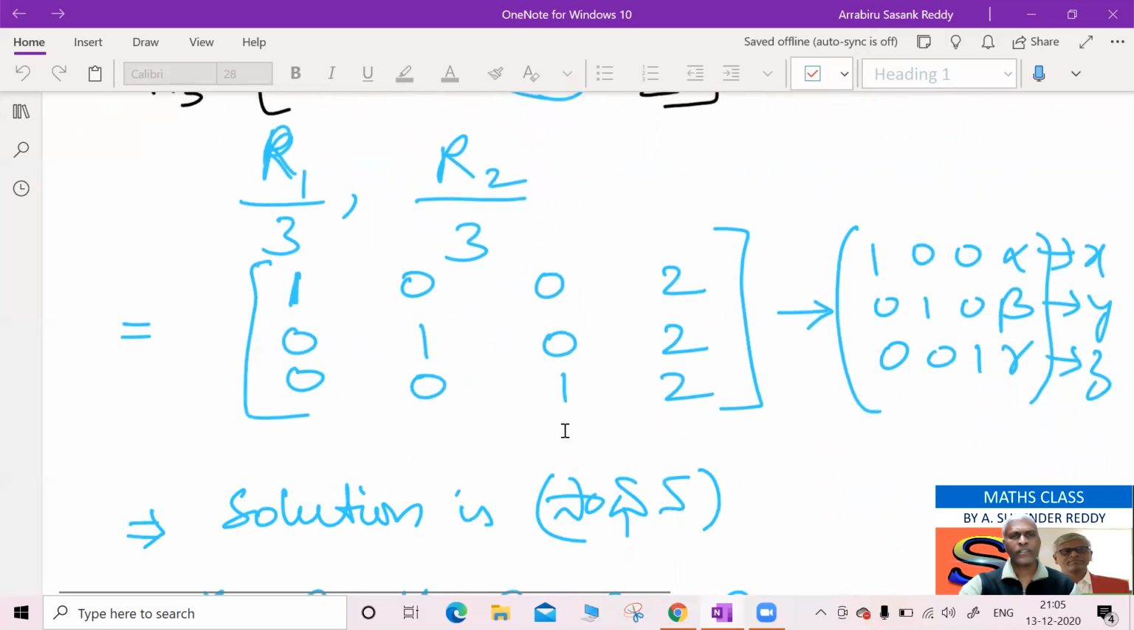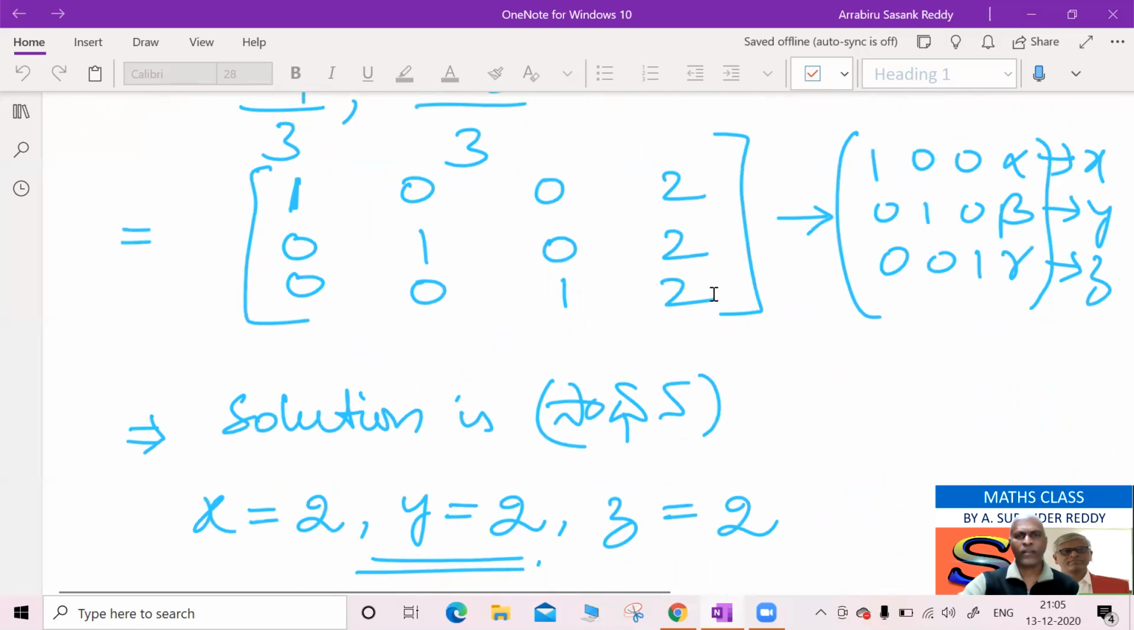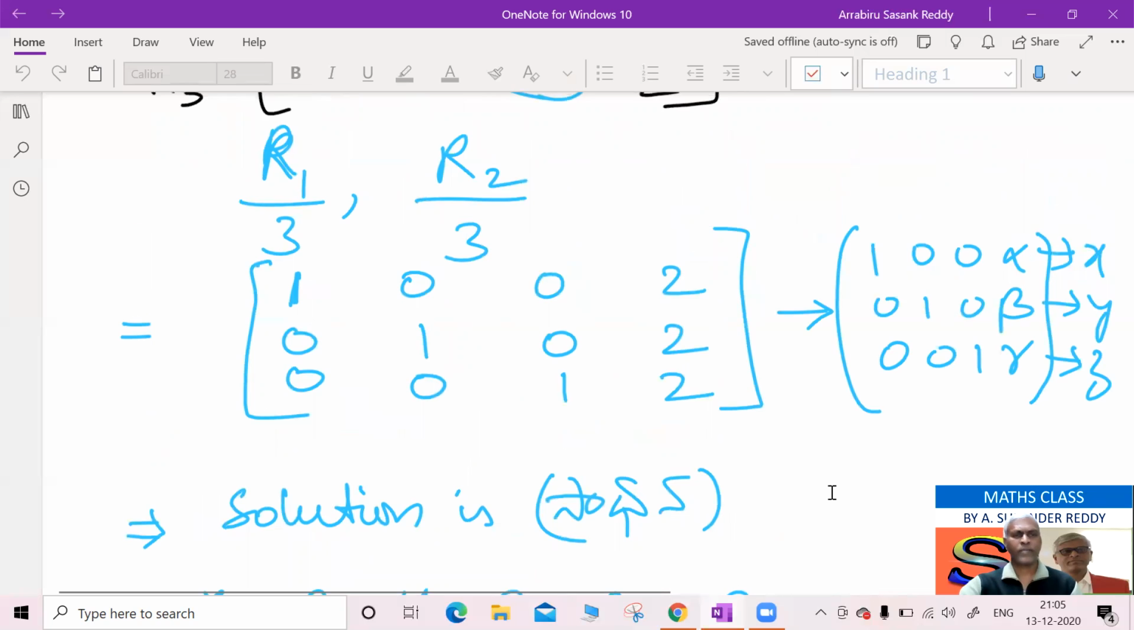So this is the final form: 1, 0, 0, 0, 1, 0, 0, 0, 1, and alpha, beta, gamma as 2, 2, 2. So after getting this final form, the solution for this equation is x value 2, y value 2, z value 2. So in this way, in 3 steps, first we make zeros and then the diagonal ones, so that it takes this final form.